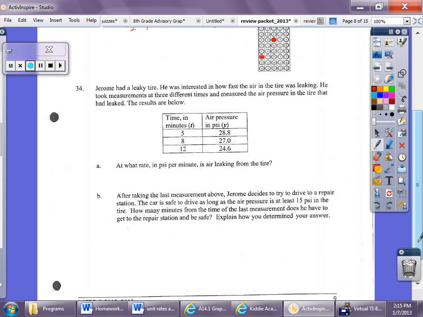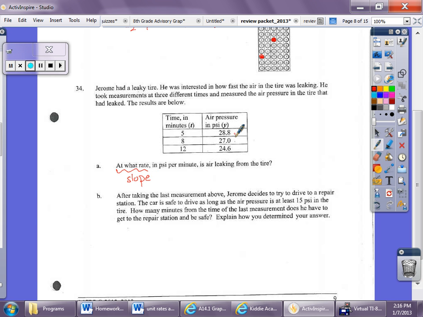34. Jerome had a leaky tire. He was interested in how fast the air in the tire was leaking. He took measurements at 3 different times, measured the air pressure in the tire that had leaked. The results are shown. At what rate, in PSI per minute, is air leaking from the tire? Well, at what rate? This is asking us for the slope. Well, we know that the slope is a change in y over the change in x.